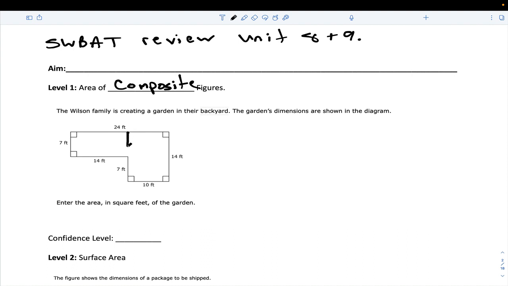You're going to draw a line, vertical or horizontal. I'm gonna do it vertically. Aiden, get to work.